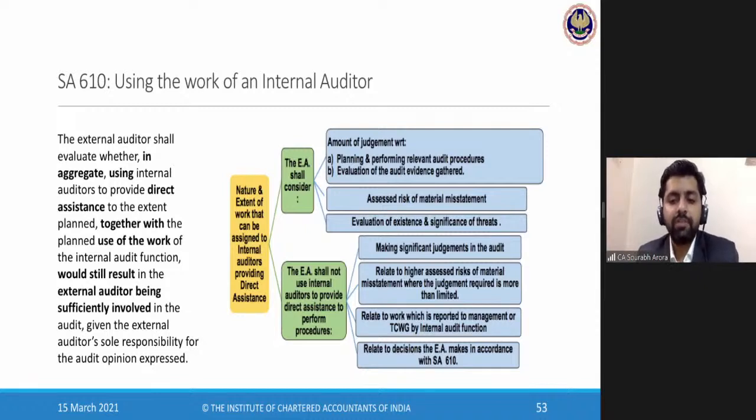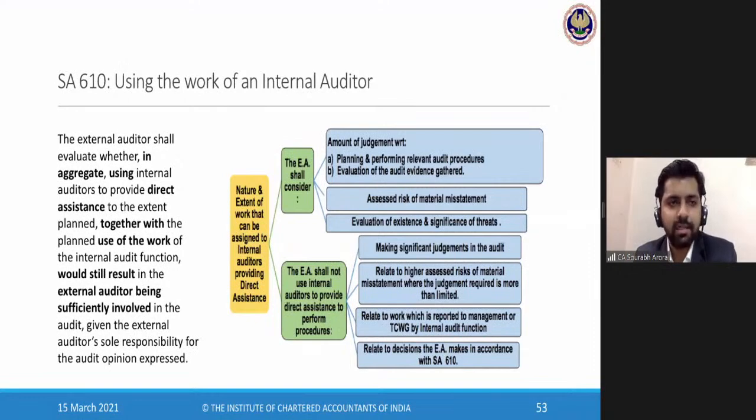Then, work which is reported to the management or those charged with governance by the internal audit function. This is regarding the work which is to be reported directly to the management or those charged with governance by the internal audit function. Again, if you ask them to take direct assistance in the work which they have done, that will defeat the independence. And which relate to the decisions the EA makes in accordance with SA 610. So you cannot ask them to take this decision as well. So where we can take assistance or not, these are the 4 exceptions.